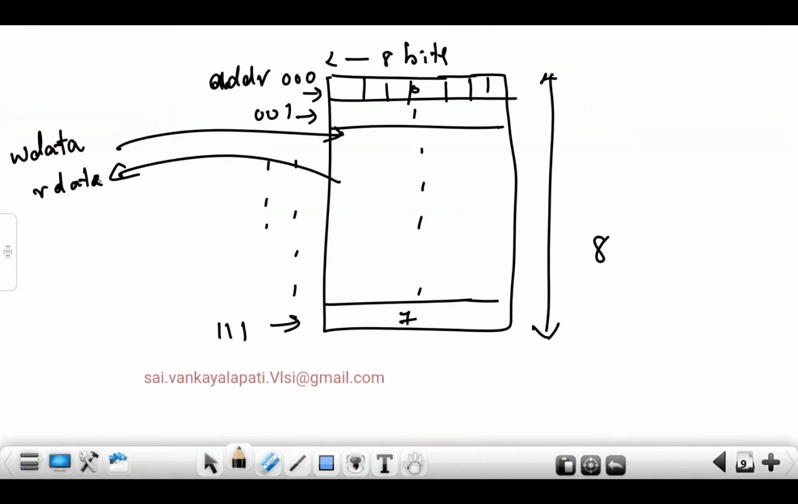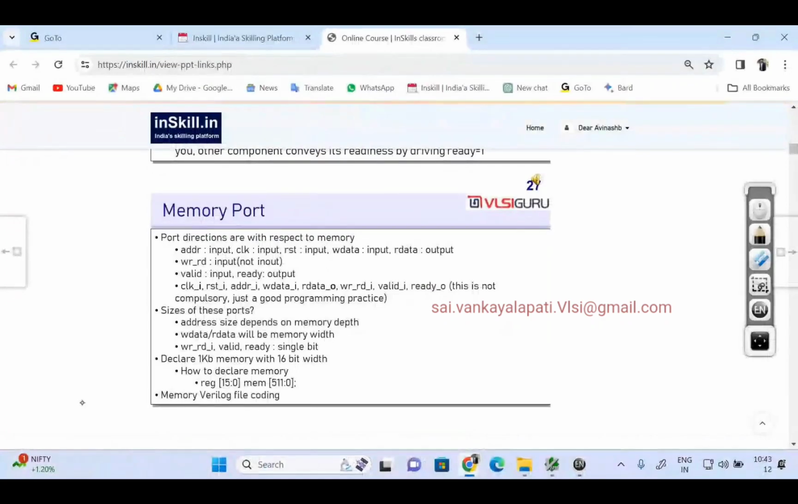Read the data. So what port size should I declare for this? It's also 8. Based on the memory you are modeling, you should declare the port size of the read data and the write data. Are you understanding? Now this is the port address. Write data depends upon the memory width, and read and write enable are valid signals of how many bits? Single bit.